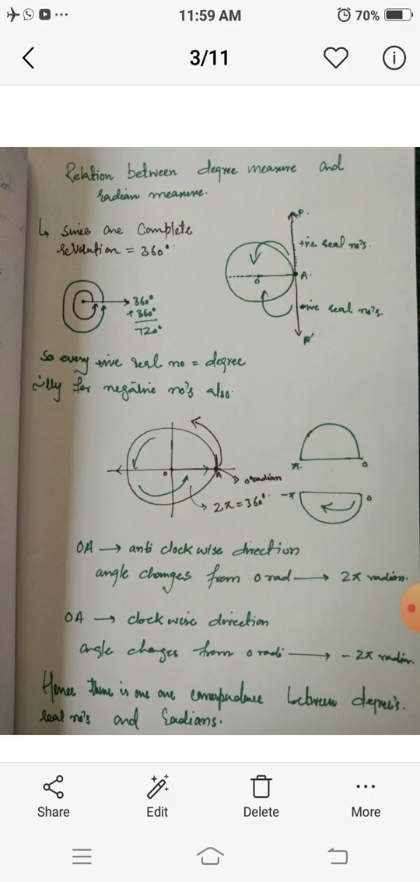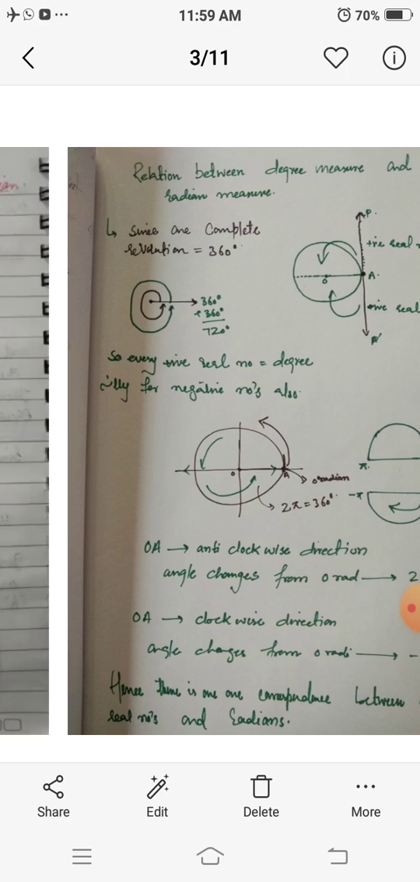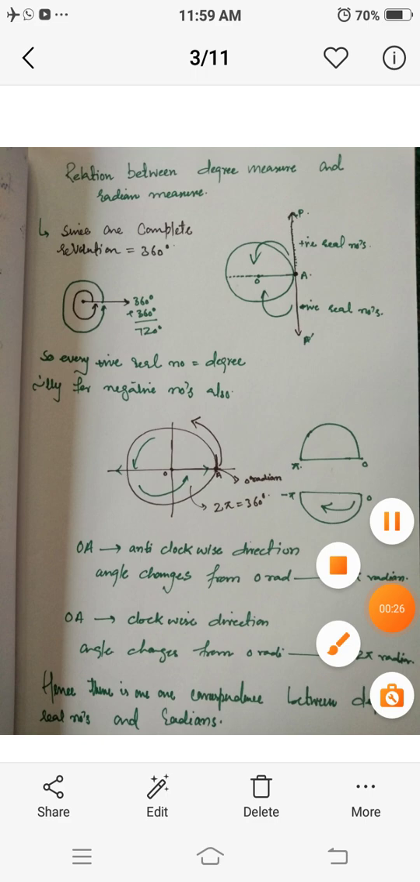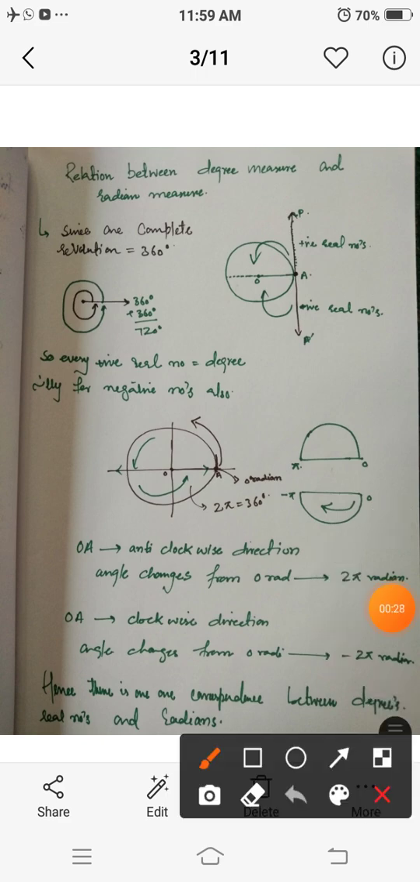Now you know that in the degree system, one complete revolution equals 360 degrees. That is, if we consider this ray and rotate it from the initial point to the terminal point, and the initial and terminal points are the same, then the measure of the angle is 360.